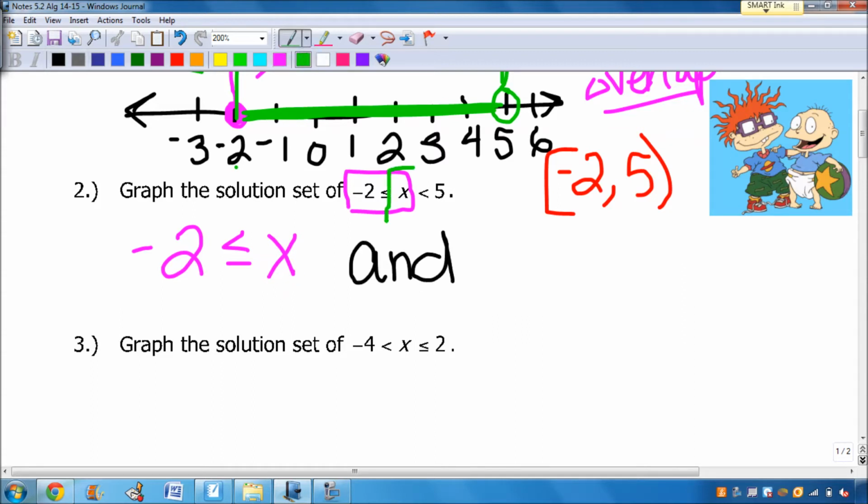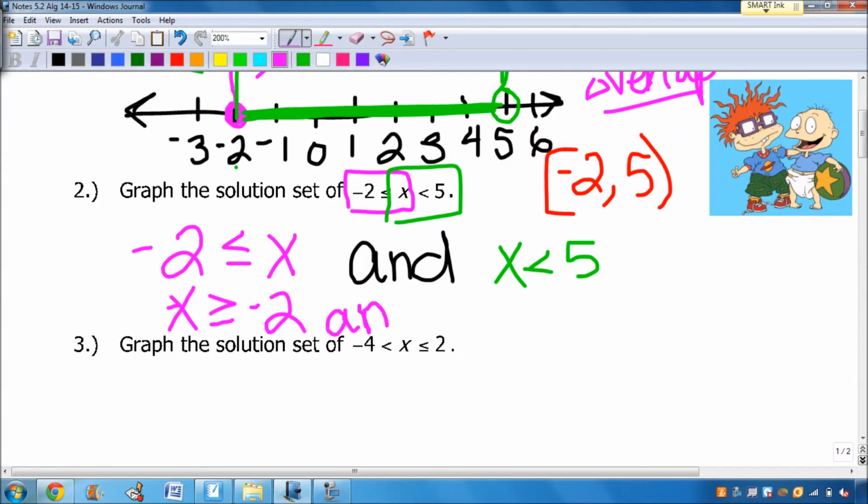And my second inequality would say x is less than 5, which turns into the exact same question that we had in question number 1, because if -2 is less than or equal to x, that means that x is greater than or equal to -2, and x is less than 5. Okay, so we're going to say that it's the same as number 1.